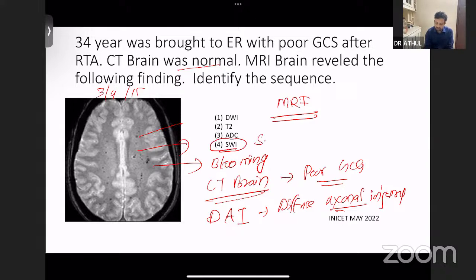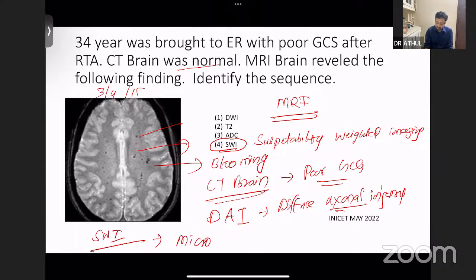This is known as susceptibility weighted imaging. So SWI is the sequence that helps you to find microbleeds. Okay, so this is the concept.